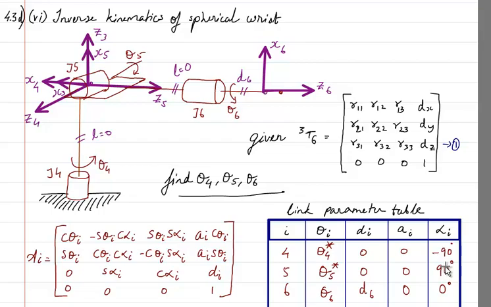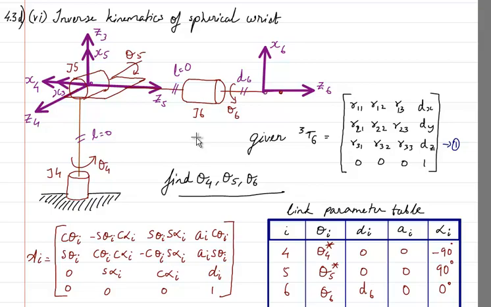Hello dear students. Next we will look at the inverse kinematics of a spherical wrist. This is the last manipulator that we are going to discuss, because this is basically the wrist which is attached at the end of the arm. Because of the same reason, we have the joints named J4, J5, J6, because they are the fourth, fifth and the sixth joint.